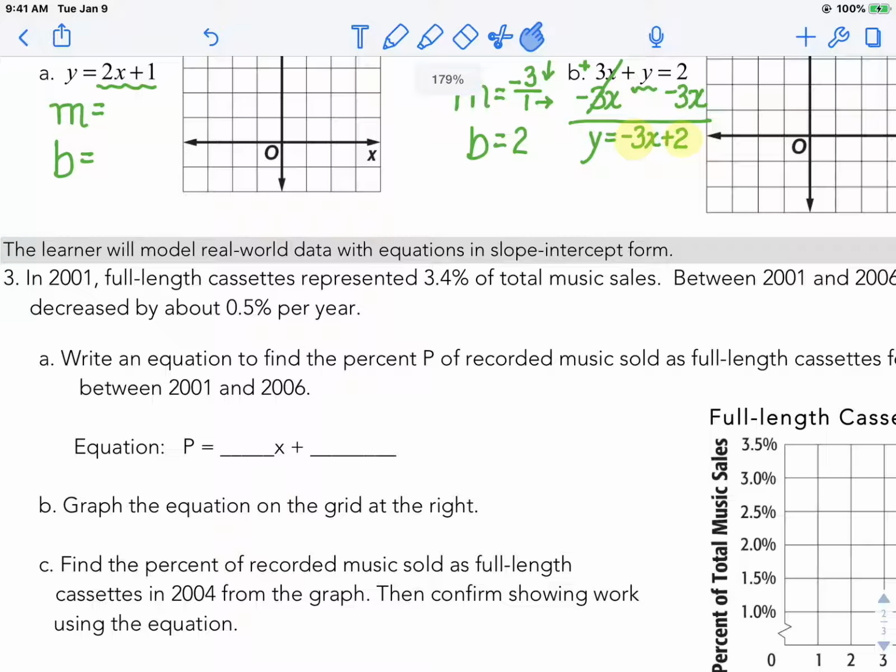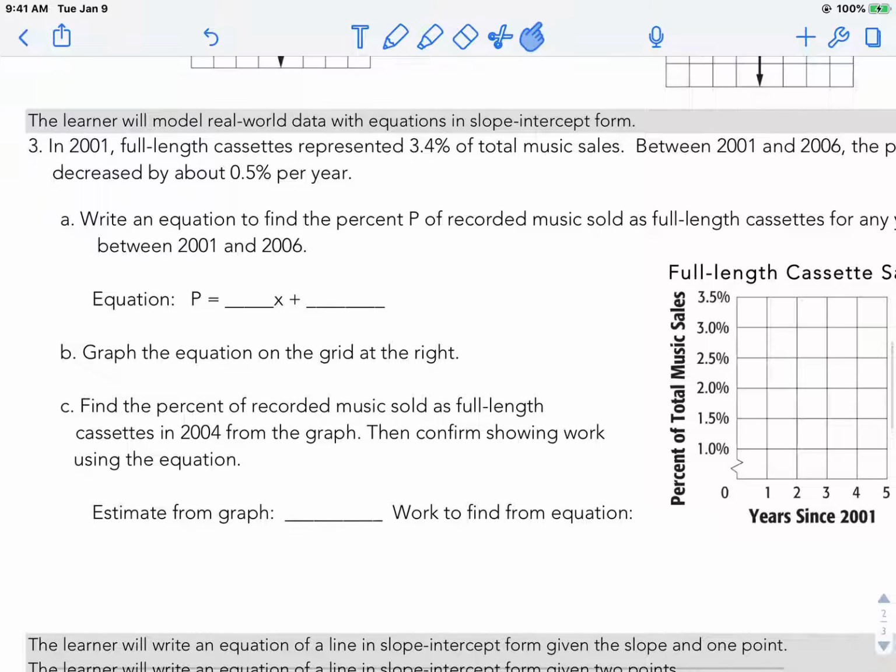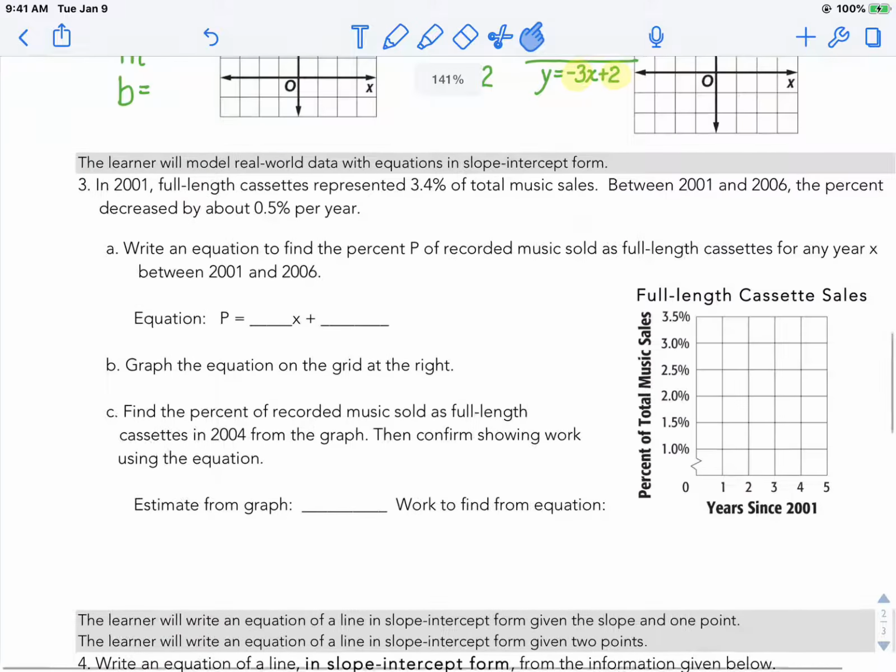The final thing I would say on the first video is, again, number 3 is talking about writing some things in slope-intercept form.